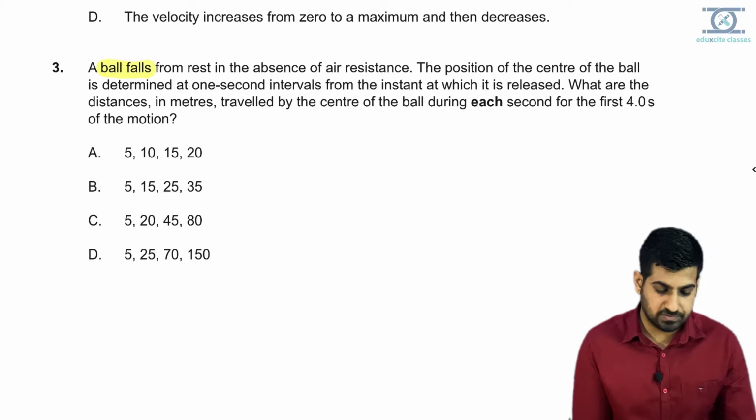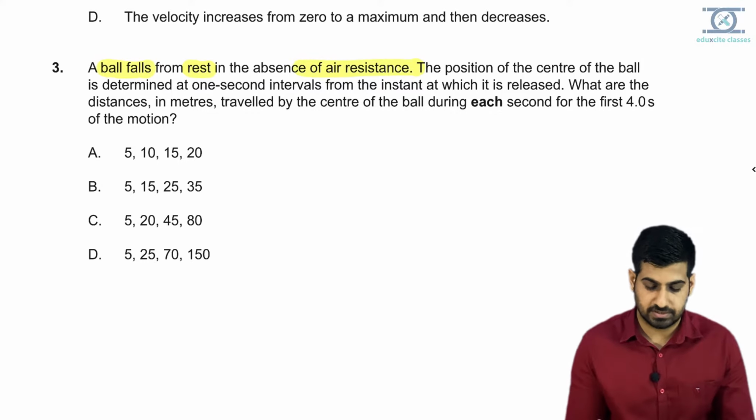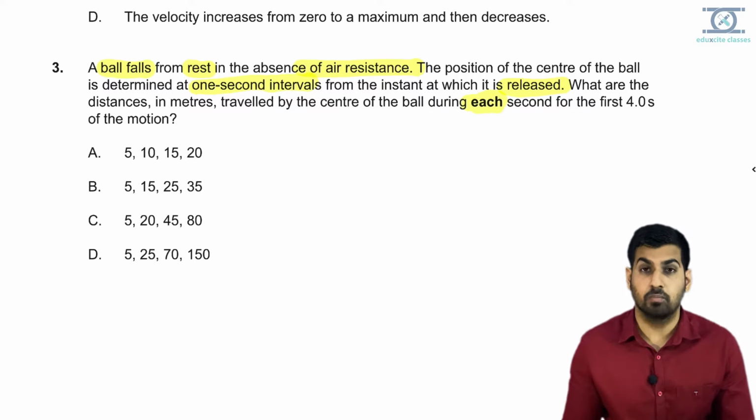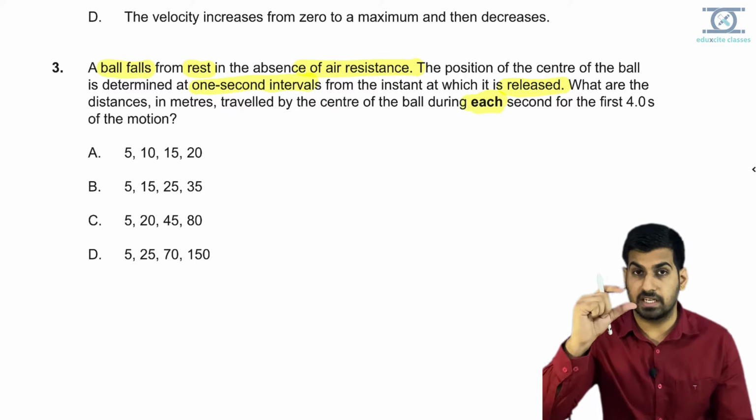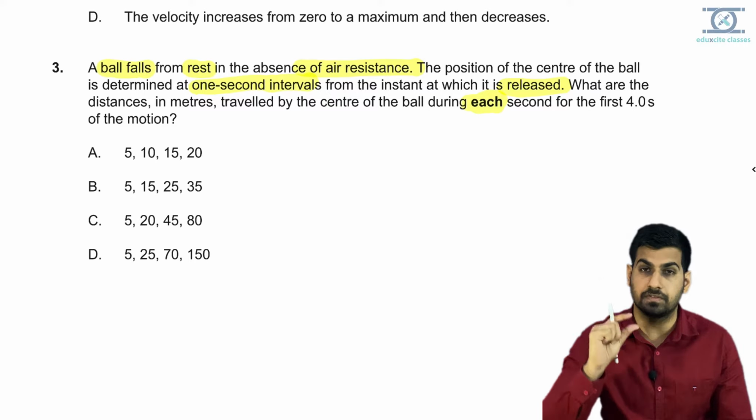A ball falls from rest in the absence of air resistance. The position of the center of the ball is determined at 1 second interval from the instant at which it is released. So what are the distances in meters traveled by the center of the ball in each second? Look, it is highlighted, it has been bold. Each second means it is asking for that particular instant of second.